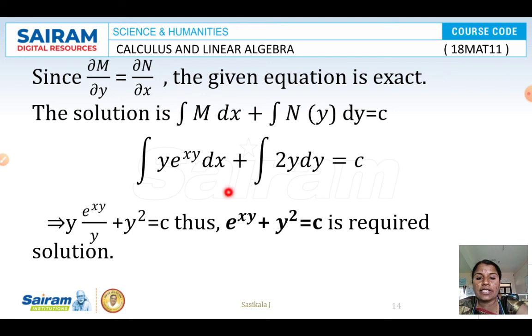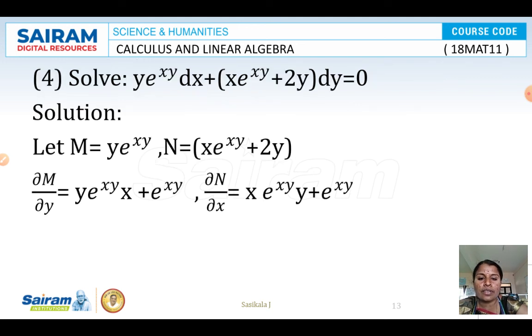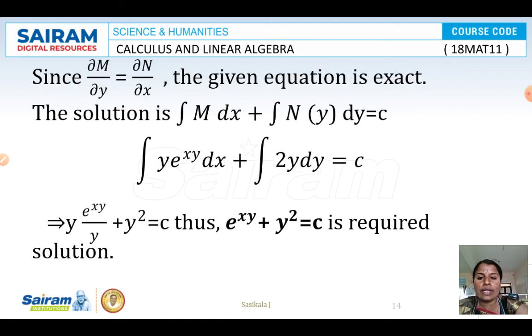Now integrate. You are supposed to take the terms that do not contain x. So the first term of N will go to 0, only 2y will come. Integrating M gives y into e power xy by y, plus 2y, which becomes 2y squared by 2, so the 2 gets cancelled. So my required equation is e power xy plus y squared equal to c, which is your required solution.